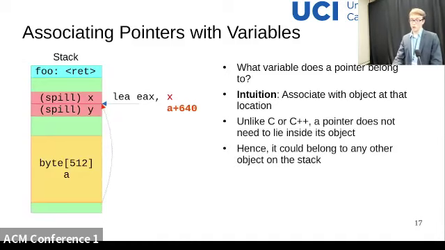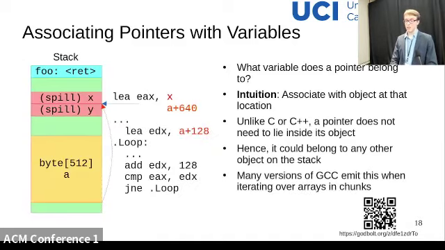However, it could also belong to the array located further down in the frame. This might be undefined behavior in C or C++, but the CPU obviously does not care about variable bounds. And so a compiler is free to emit code that computes pointers relative to the location of an object, but are far outside its bounds. GCC in particular tends to generate code like this for loops that iterate over an array in larger chunks. Behind the QR code, I linked a little code example that demonstrates this.